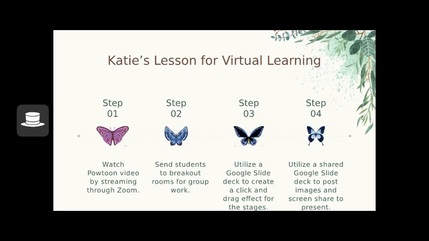So at the beginning, I would have my students watch the Powtoon video by streaming it through a medium like Zoom instead of having to watch it in person. I would also, instead of having students identify their group members in class, have them be sent to breakout rooms for group work instead of being able to meet together in person.